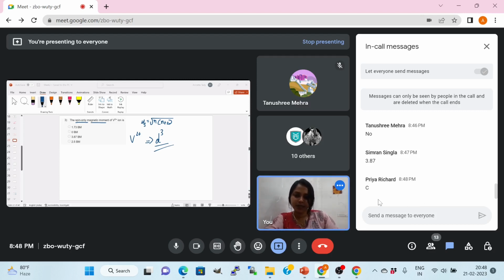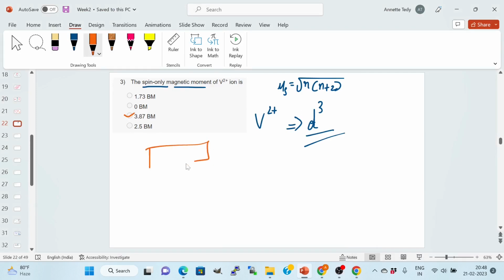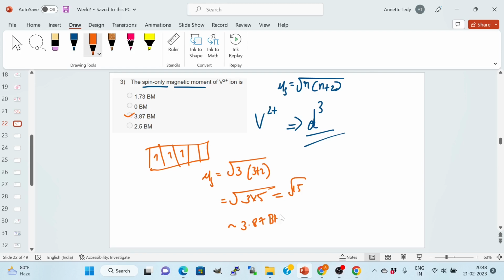Yeah, right, you guys are right. It is 3.87, because this is a normal d orbital, degenerate, and there are 3 electrons. So we just have to calculate directly. Number of unpaired electrons is 3, so root of 3 into (3 plus 2), so it's root of 3 into 5, just root 15, which will come around 3.87 Bohr magnitude. Option C. Is this clear?